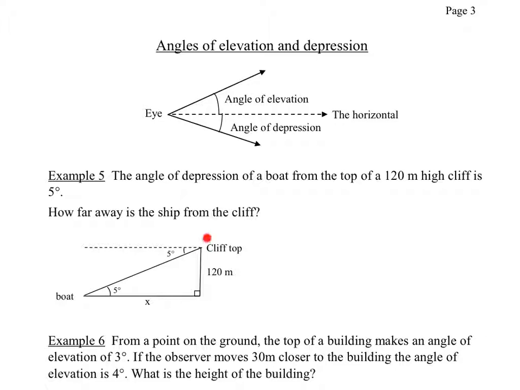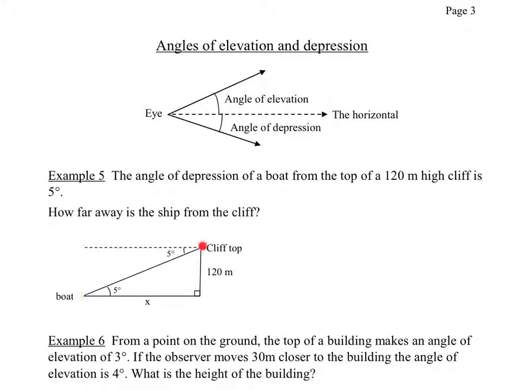So this is our drawing. We're up here somewhere, we're at the cliff top, we're looking down towards the boat. Now the fact that the sea is horizontal and so is the line that we have to compare things with, the horizontal is always the one that we look at, allows us to say that this angle here and this angle here are the same. They're alternate angles. If this is 5 degrees, then this is 5 degrees.